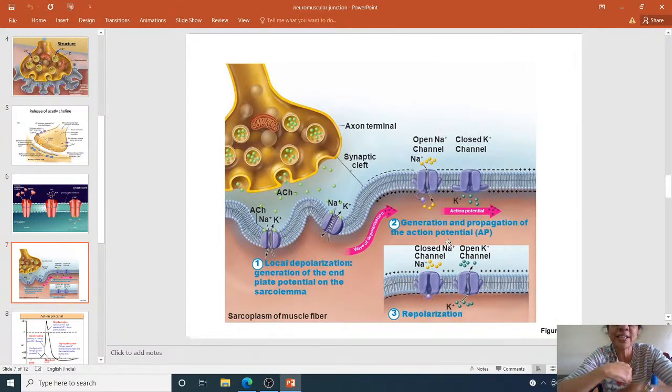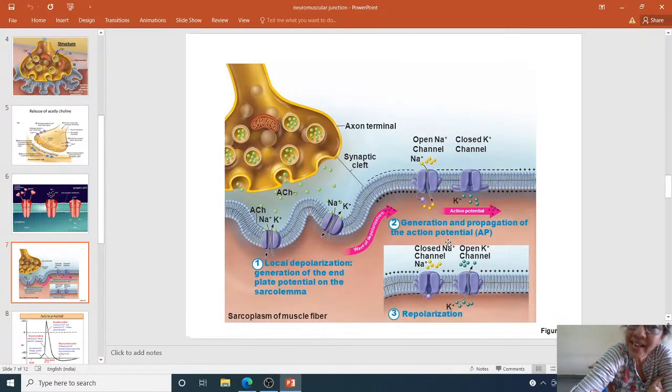Sodium ions are entering into the muscle fiber. So there will be depolarization, and this will lead to the end plate potential. What is the end plate potential? It is non-propagative. It is only limited locally. And when this depolarization from minus 90 summates and reaches the threshold level of minus 60, it will fire an action potential.